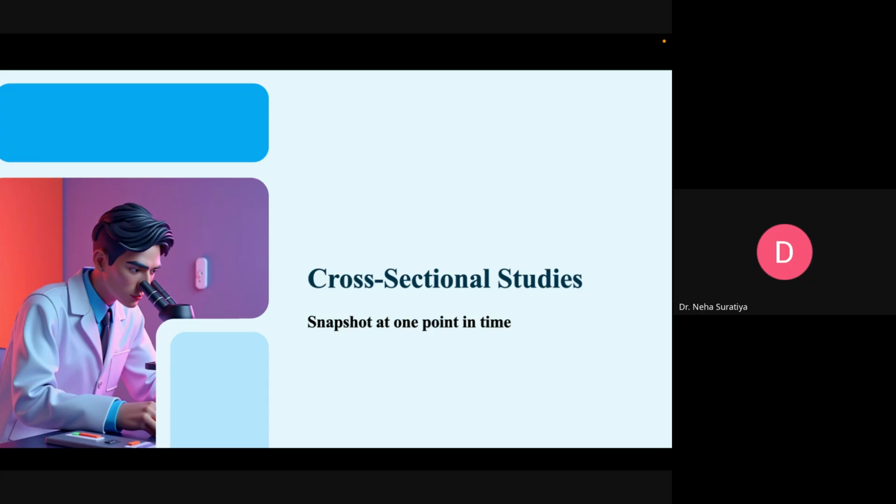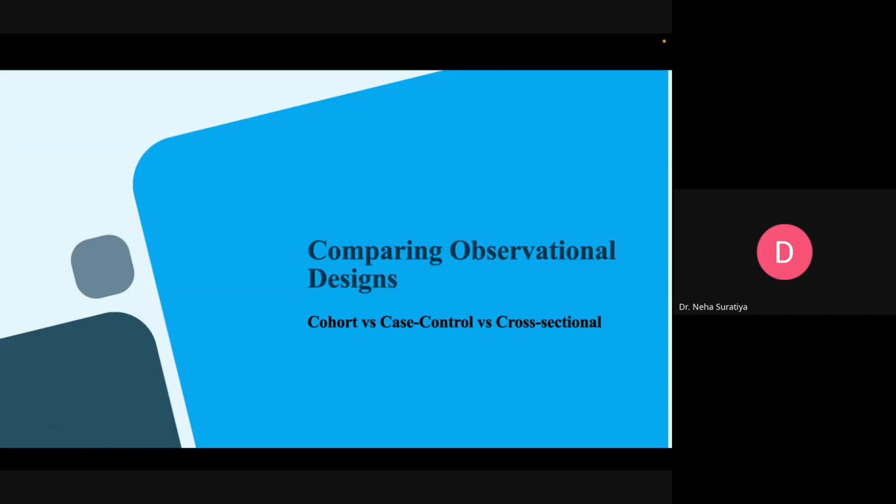But yes, if you want to do health surveys, check knowledge, attitude, and practice studies, KAP studies, disease prevalence studies, or quality of life assessment, cross sectional will be the best option. Okay, so let's compare all the observational studies together. This comparison is extremely important.